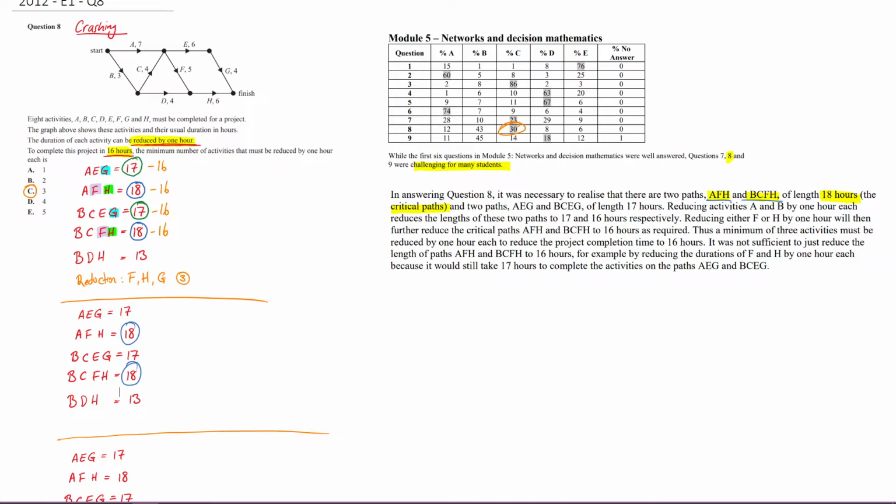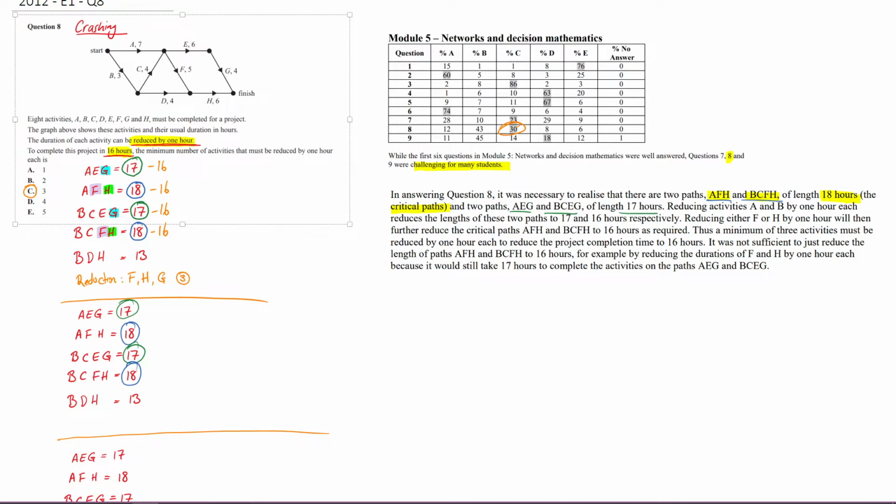It then continues on to say, and 2 paths AEG and BCEG of a length 18 hours. So AEG is 17, BCEG was 17 hours. We also had to recognize that, and that's what we did do up here. Now, VCAA has answered this a little bit differently. It gets you the same answer, they've just used a bit of a different way of doing it.